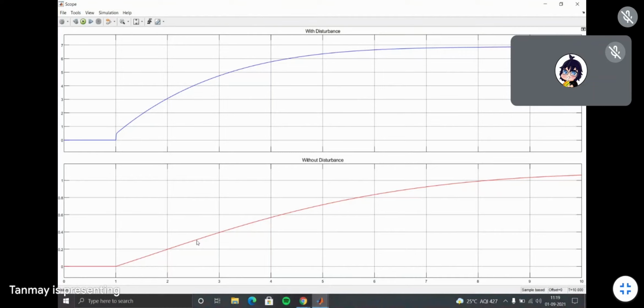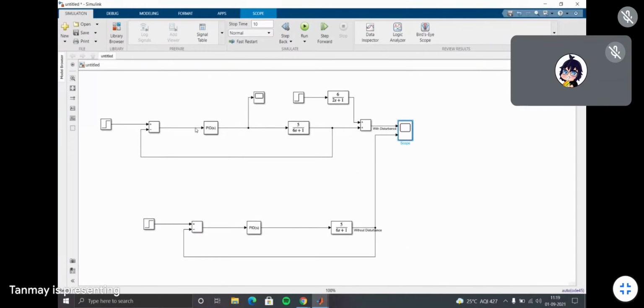I have tuned my PID, so here there is no disturbance and no overshoot at all. And here there is some overshoot. I haven't tuned this one also.